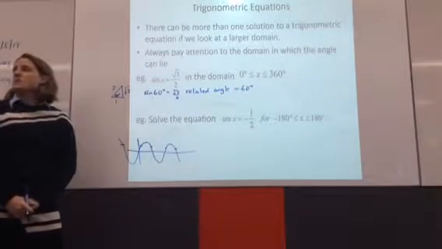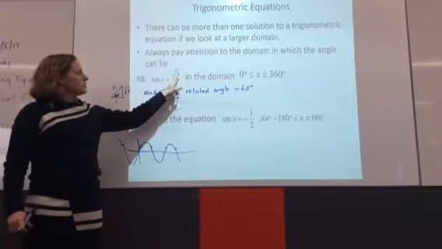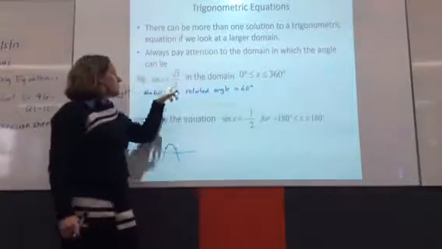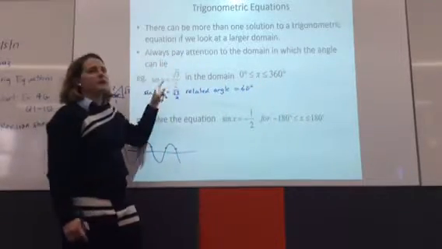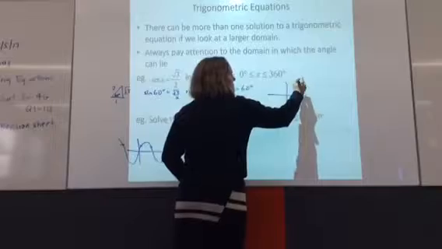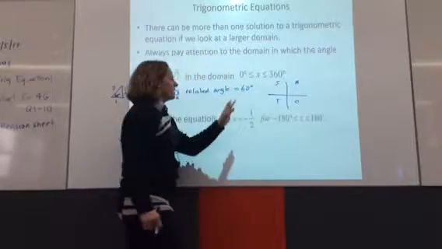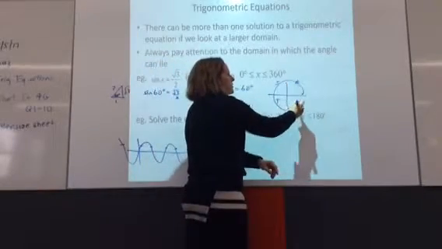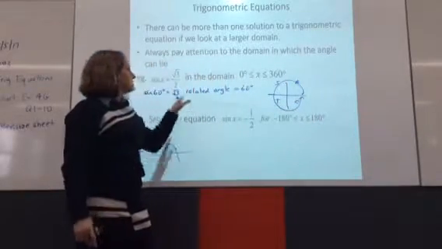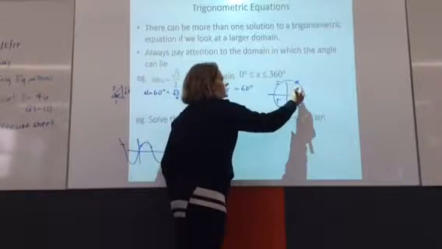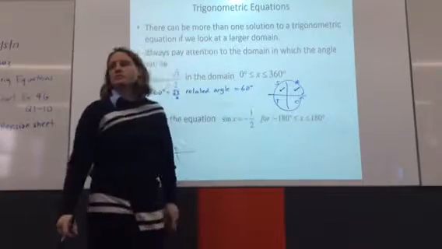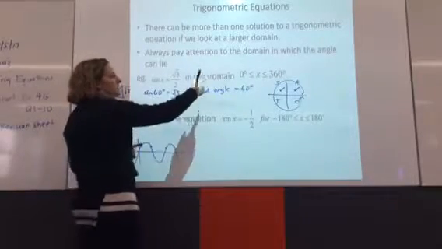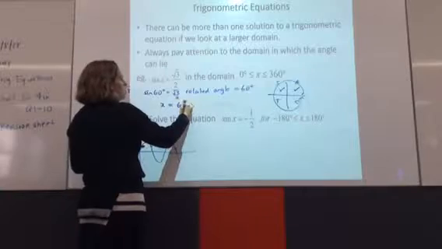Now, I need to think about, is this a positive or a negative number? And I need to think about all the possible values that could give me this root 3 over 2 in this domain. So I first of all draw my All Stations to Central, and I think about how many times going from 0 all the way to 360 can I have a positive solution for sine. I can have it in the first quadrant and the second quadrant.